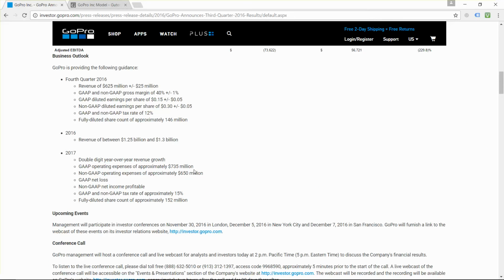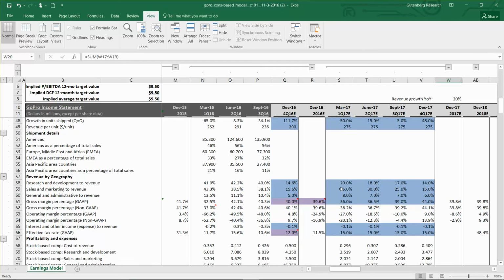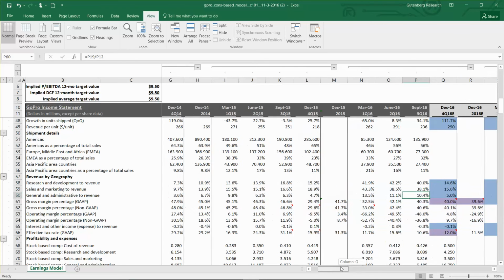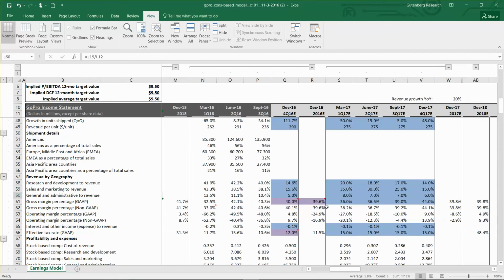They give GAAP operating expenses of $735 million for the year. You can see we got to that by adjusting our assumptions for R&D as a percentage of revenue, sales and marketing expenses, and general and administrative expenses. For general and administrative expense, they basically were running in the double digits in 2016, and it was much lower in 2015. So we're assuming that they start to get back to a more normalized G&A ratio in 2017.